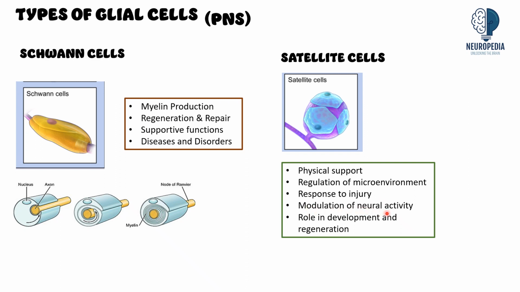Modulation of neuronal activity. These satellite cells may also have an influence on the function of neighboring neurons. While the exact mechanisms are still being studied, it is believed that they might play a role in modulating neuronal activity. Role in development and regeneration. These satellite cells are involved in the development of ganglia during embryonic stages and can contribute to neuronal regeneration after injury.